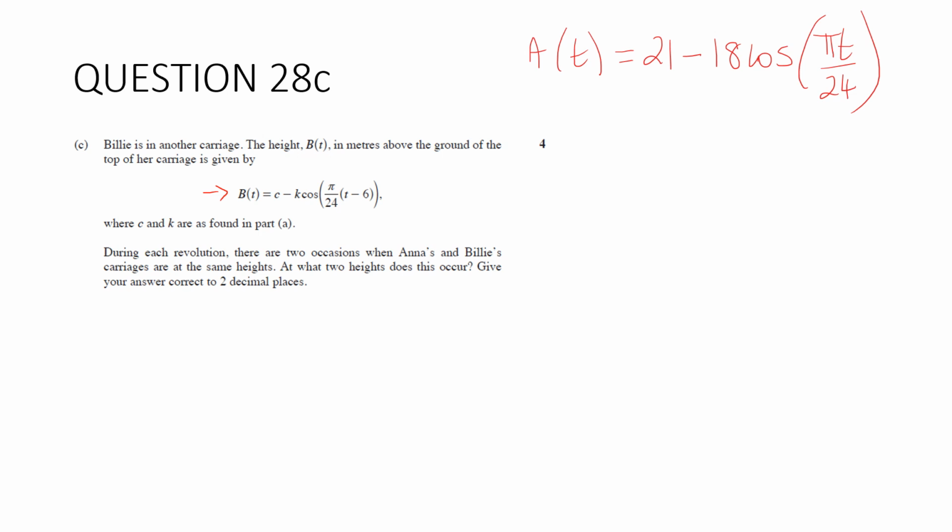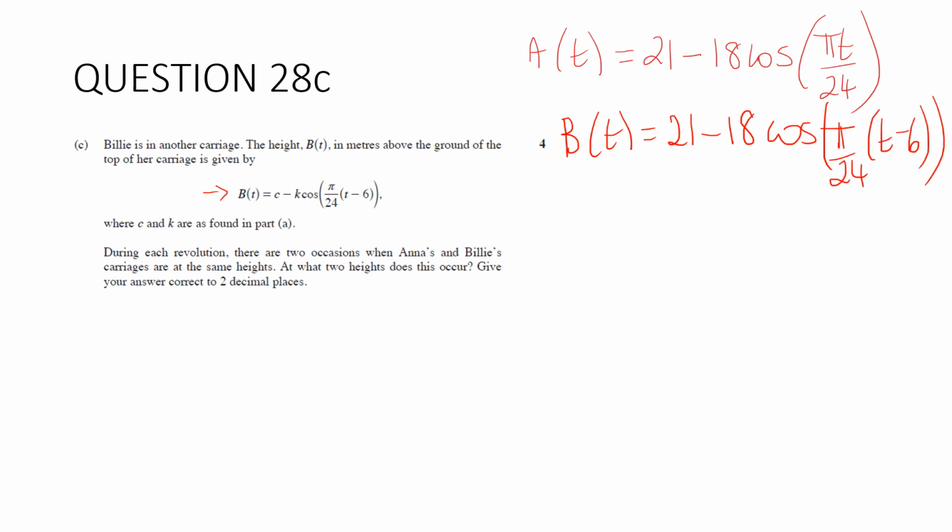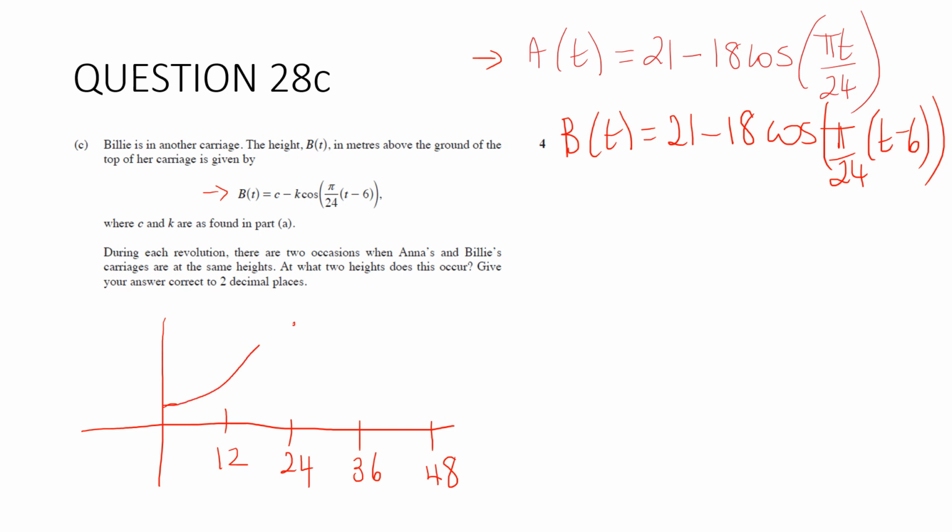So we've got b of t is equal to 21 take 18 cos pi on 24 (t minus 6). All right, interesting question. I'm going to start by just drawing this out. Now we'll start with this one. We know it had a period of 48, so it's going up in 12s: 24, 36, 48. Has a minimum of 3, and so it starts down here and gets up to its maximum here, and then comes back down again like that. So that's 3, and this one up here is 39.